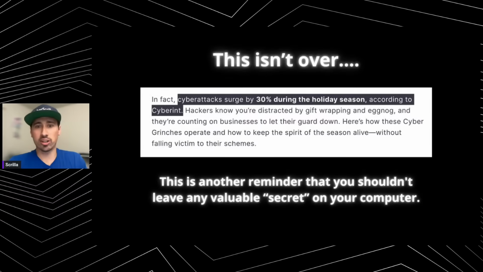And this is another reminder that you shouldn't leave any vulnerable secret on your computer. This isn't just specifically talking about crypto, but like any passwords, if you have any files with any sensitive information, it could be personal information, social security numbers, pictures of your IDs, anything like that. But especially more specific to crypto, crypto wallets. If you have a crypto wallet app installed on your computer, again, MetaMask, Trust Wallet, Coinbase Wallet, Exodus, Phantom, anything like that, it's at risk.